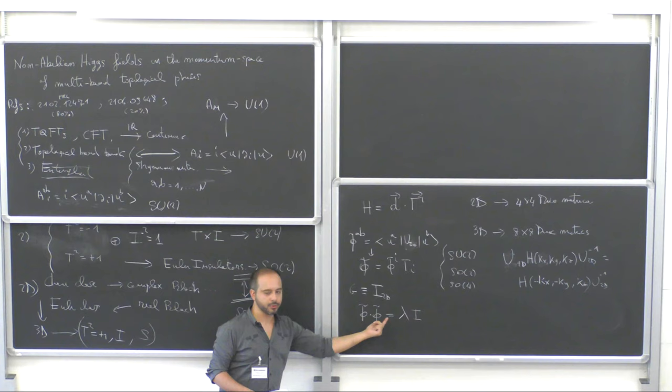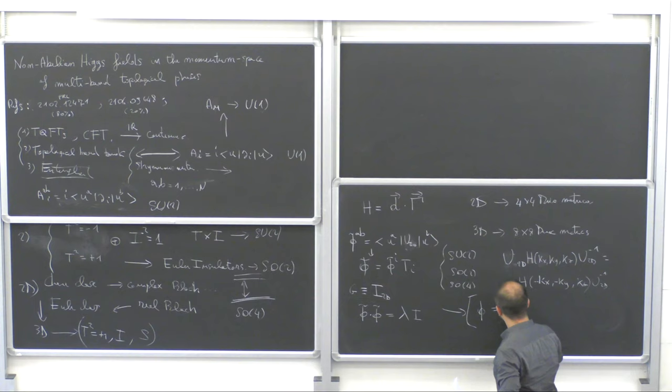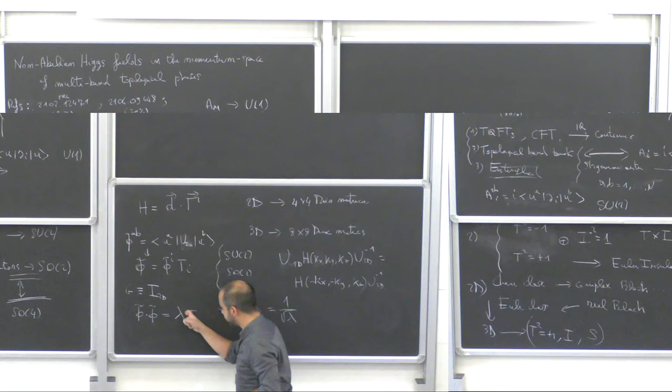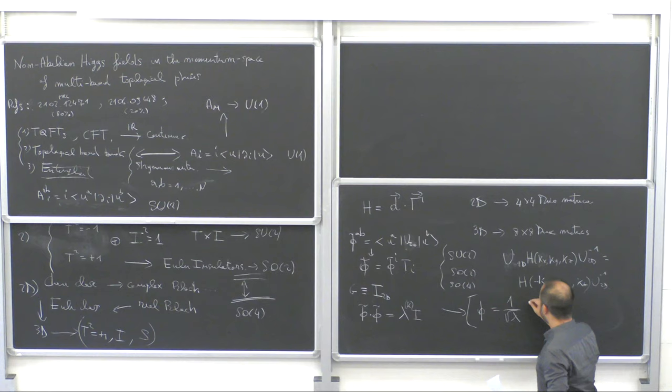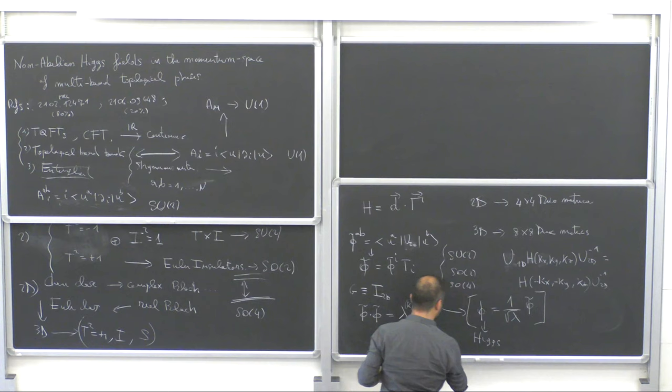So my definition of this Higgs field at the end is the normalized version. This is my real definition of this guy. It's one over the square root of this. This is not a constant, it is a k-dependent function, but it always multiplies an identity. So I want to work with this. This is my definition of the Higgs field, which can again be SU2, SO2 or SO4.